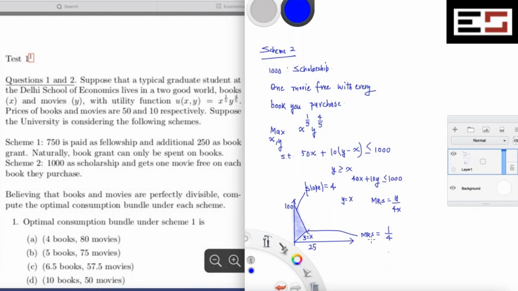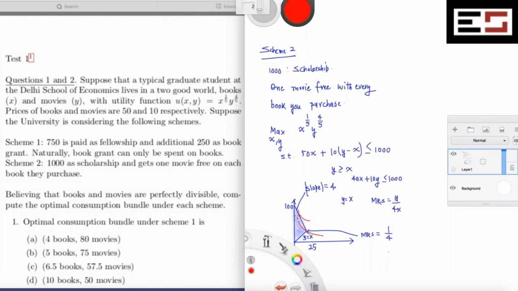Yes or no? This tells you that if I draw the indifference curve at this point, it will be flatter than this line. So it will look like this. Yes or no? If I draw the indifference curve through this point, it will be flatter than this line, which means that the optimal choice will lie somewhere over here. So I need to figure out this point.